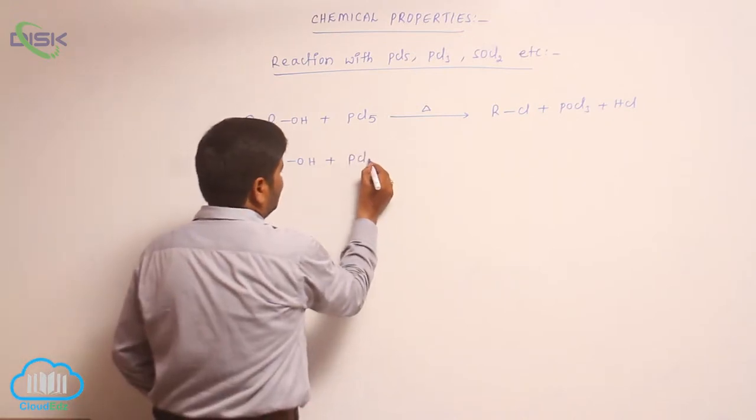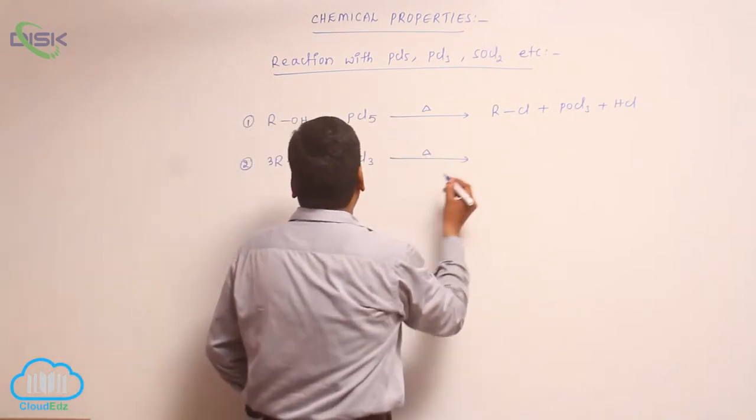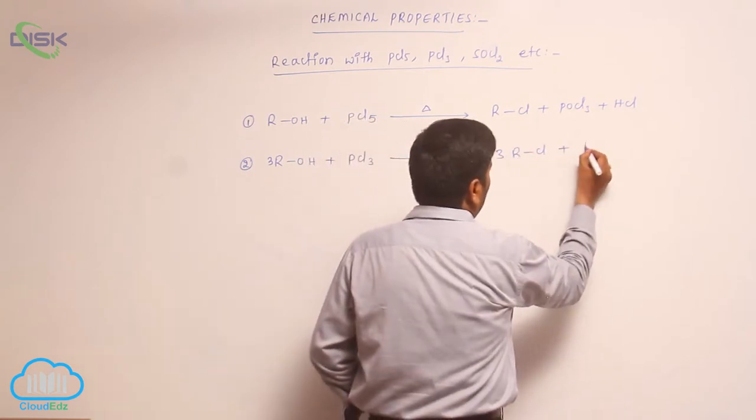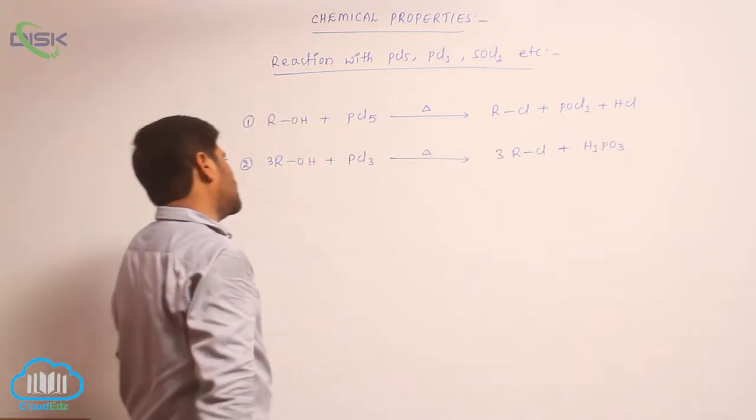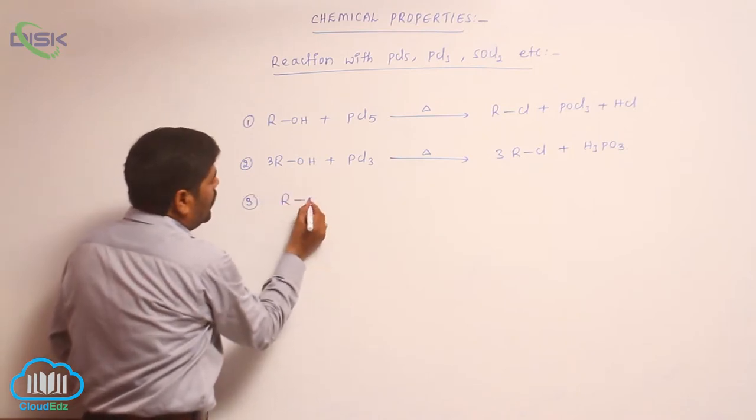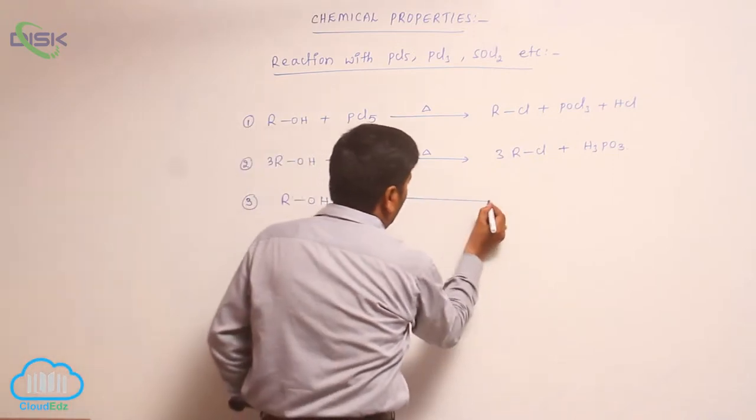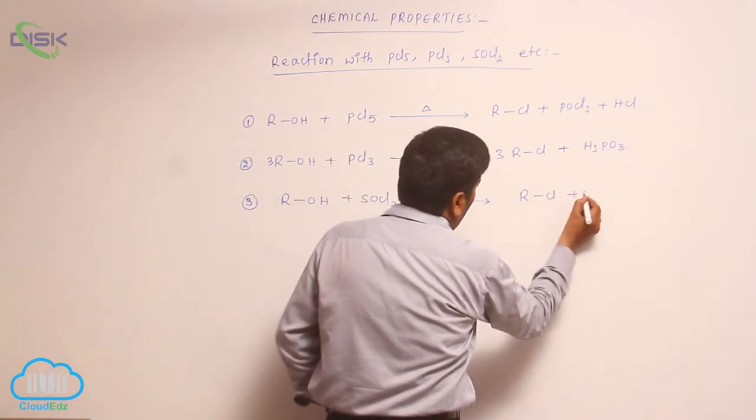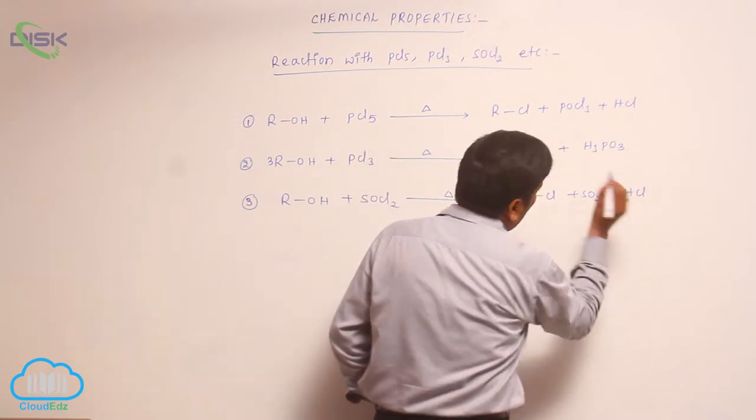an alcohol reacts with PCl3, if I am using 3 moles of this followed by heating, it converts into 3 moles of alkyl chloride plus hypophosphorus acid. What is that? Hypophosphorus acid. Third reaction, when an alcohol reacts with SOCl2, thionyl chloride, followed by heating, it converts into RCl, loss of sulfur dioxide and hydrochloric acid.